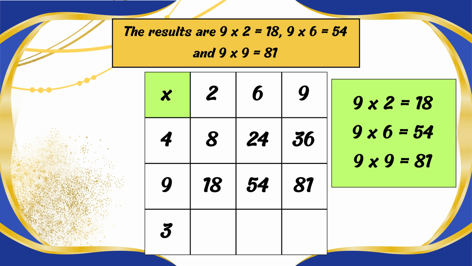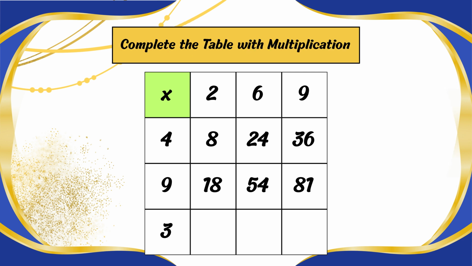The results are 9 times 2 equals 18, 9 times 6 equals 54 and 9 times 9 equals 81. Complete the table with multiplication.